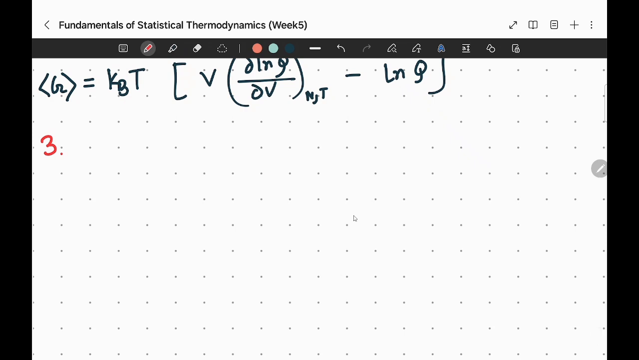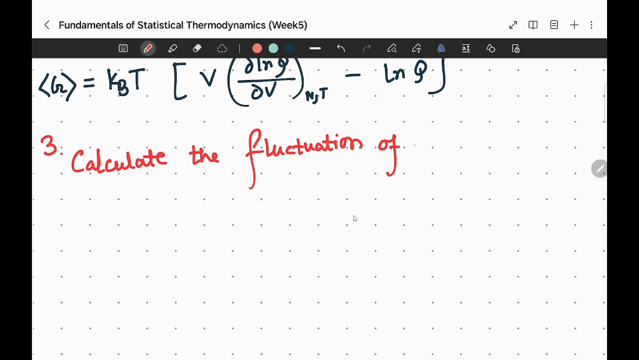I was in doubt whether I should do it now, but let me do it. Calculate the fluctuation of internal energy or anything. It will be the same, but it's better. Okay. Calculate the fluctuation and relative fluctuation both.